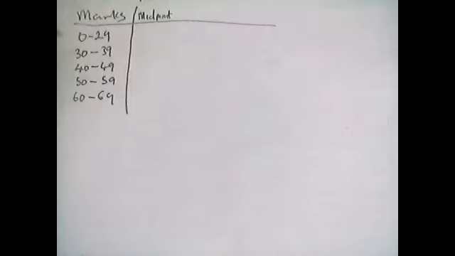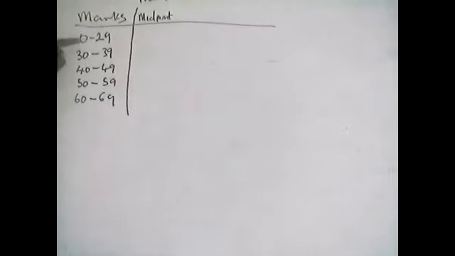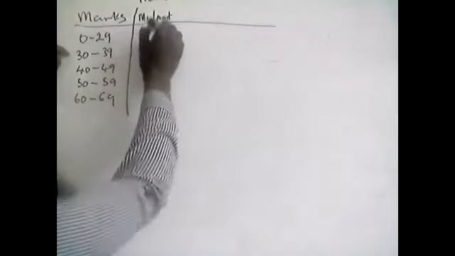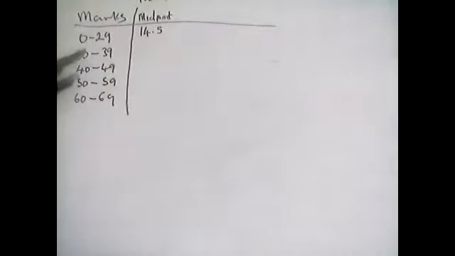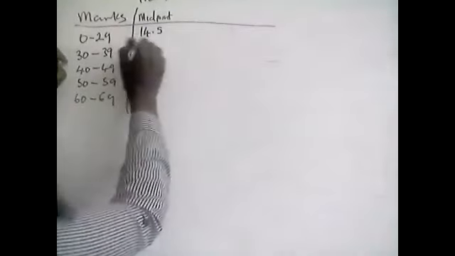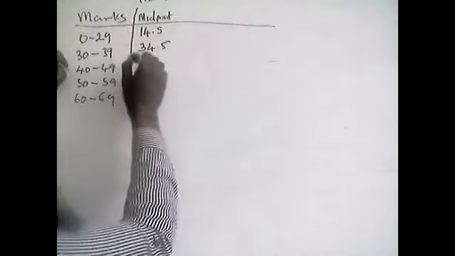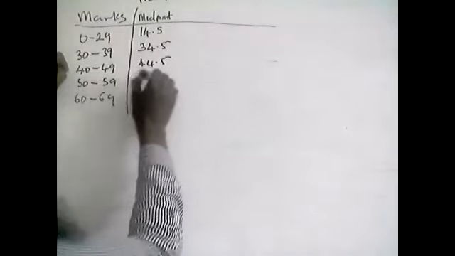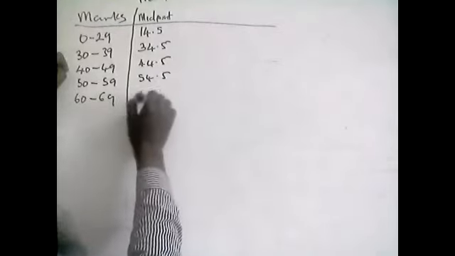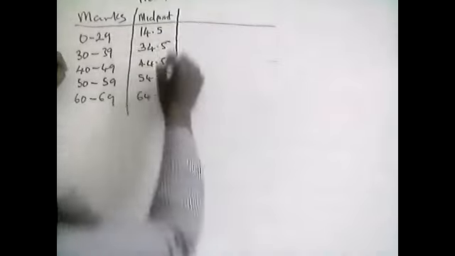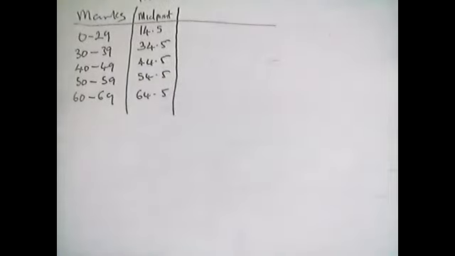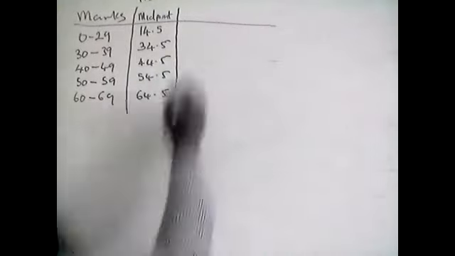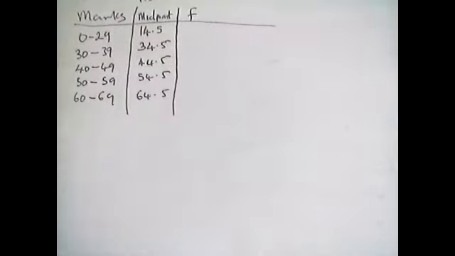So the midpoint for this, 0 plus 29 divided by 2, that's 14.5. 30 plus 39 divided by 2, 34.5. And then this is 44.5. And then 54.5. Lastly, 64.5. So we have established our midpoint. Now from finding the midpoint, we can now just see our frequency, our F.